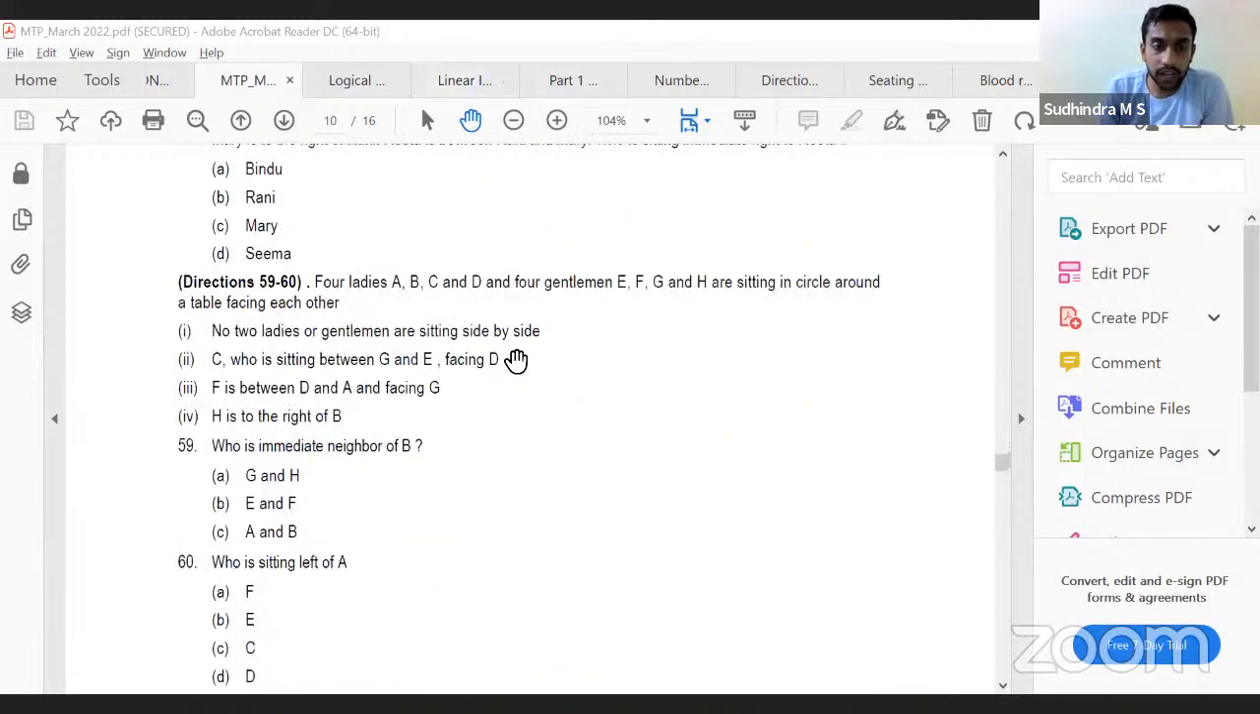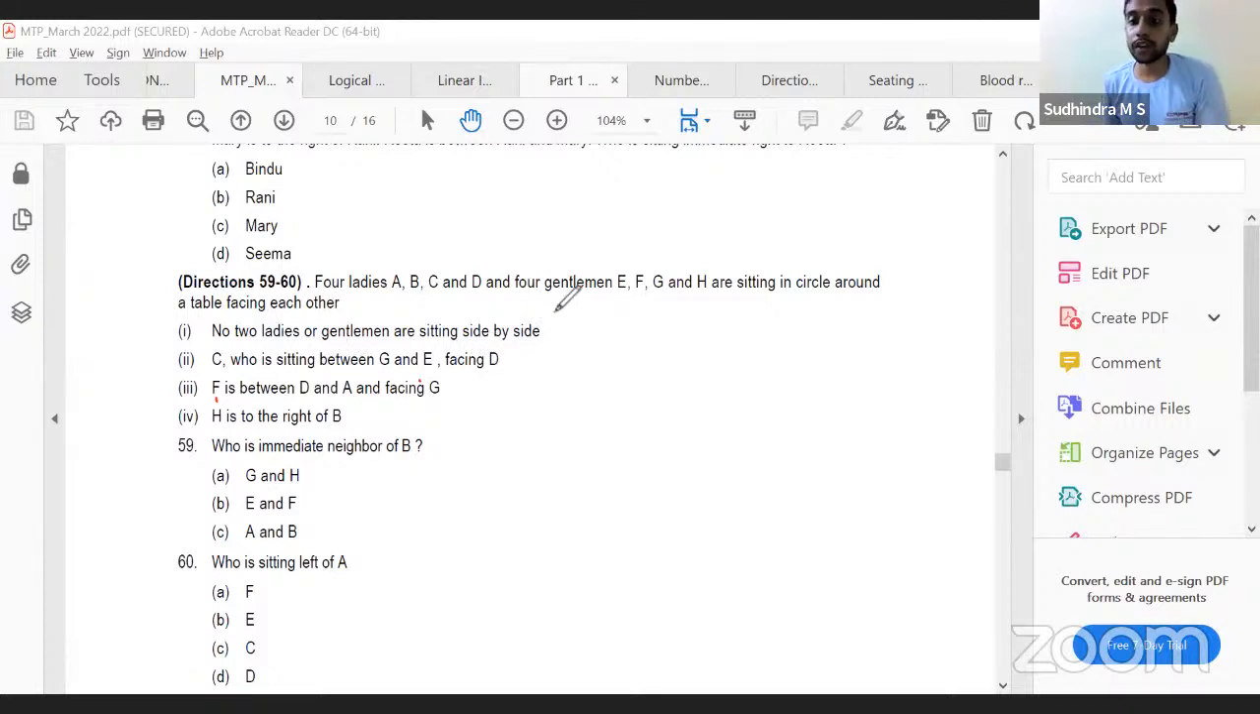Simple. Next one. 4 ladies, A, B, C, D, and 4 gentlemen, E, F, G, H, are sitting in a circle around a table facing each other. The following information is given. No 2 ladies or gentlemen are sitting side by side. C is sitting between G and E, facing D. F is between D and A, facing G. H is to the right of B. So we have to arrange them in a circle.